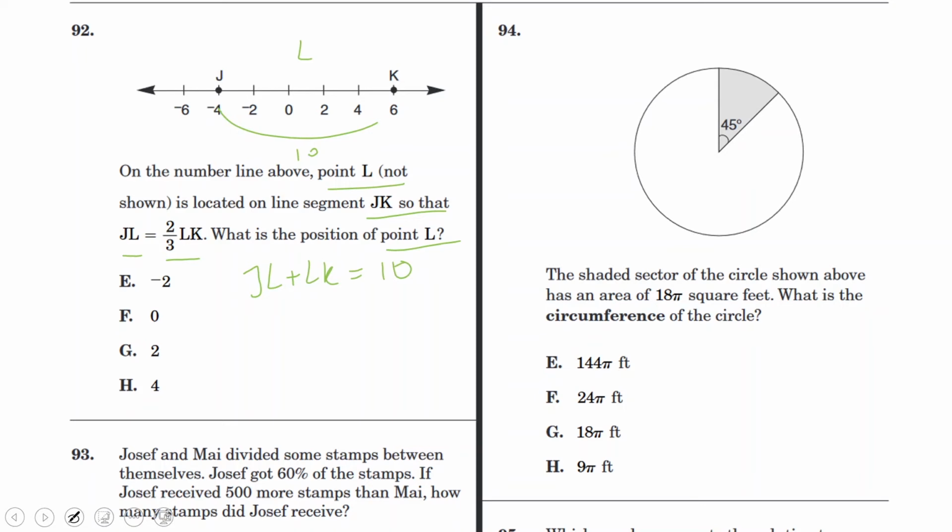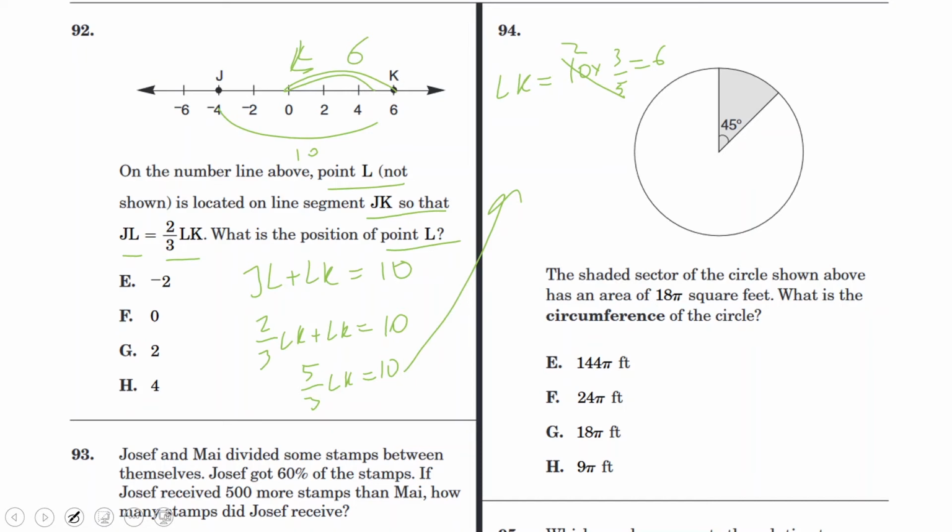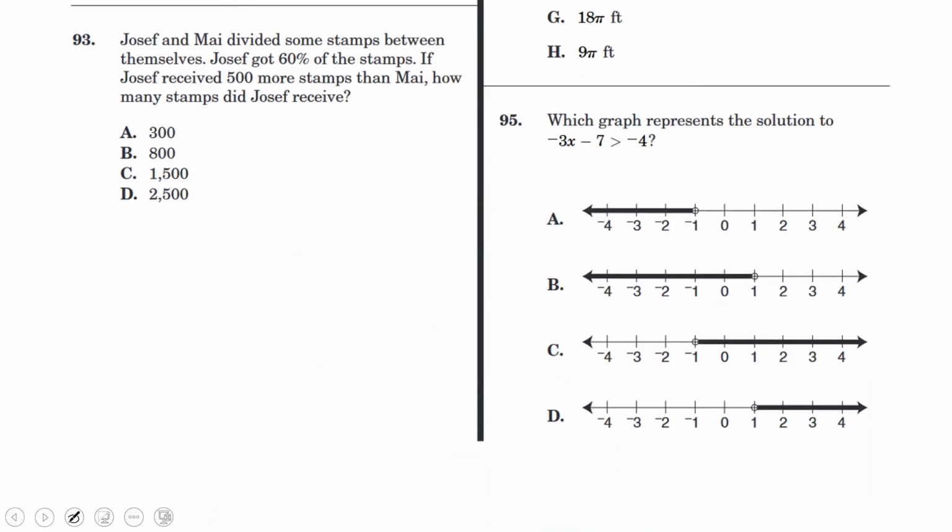Now let's plug in JL. So 2/3 LK plus LK must be equal to 10. So 5/3 LK must be equal to 10. So therefore, LK must be equal to 10 multiplied by 3 over 5. Boom, 2. So that's 6. So LK is 6. So therefore, L is somewhere here because that's 6. What's the position of point L? That's 0, right? F.